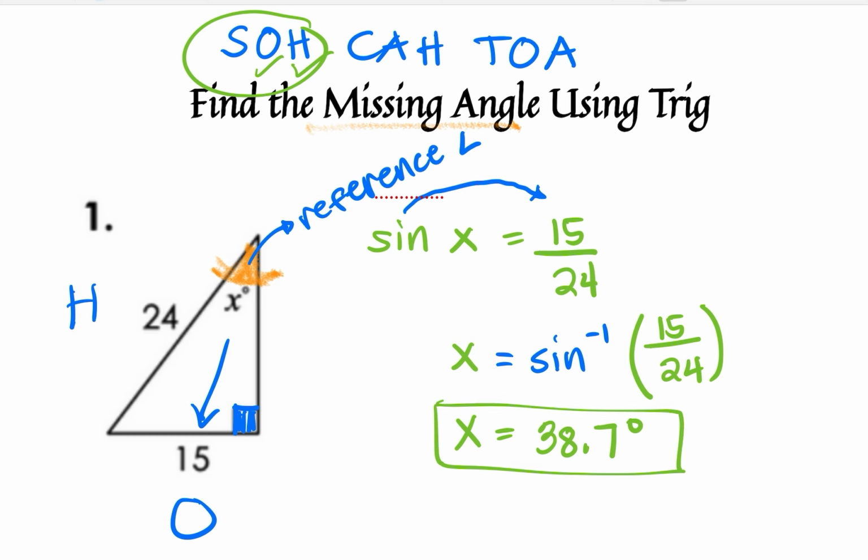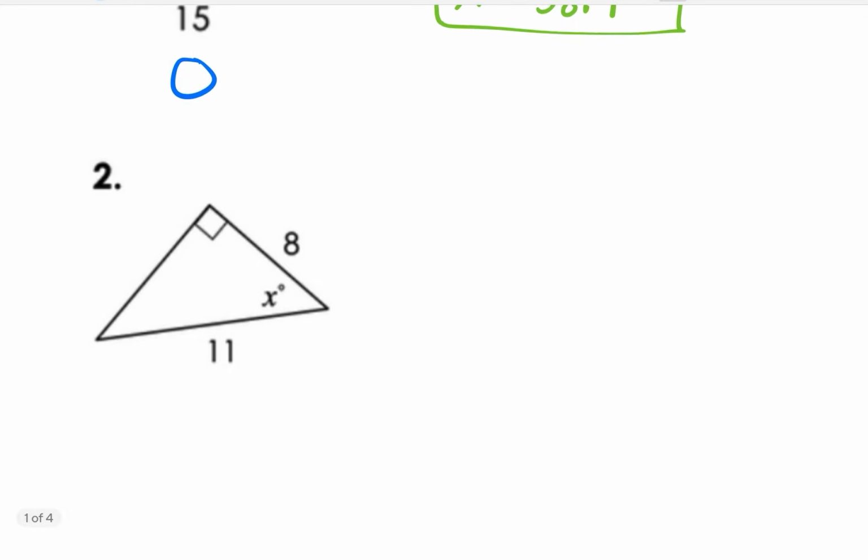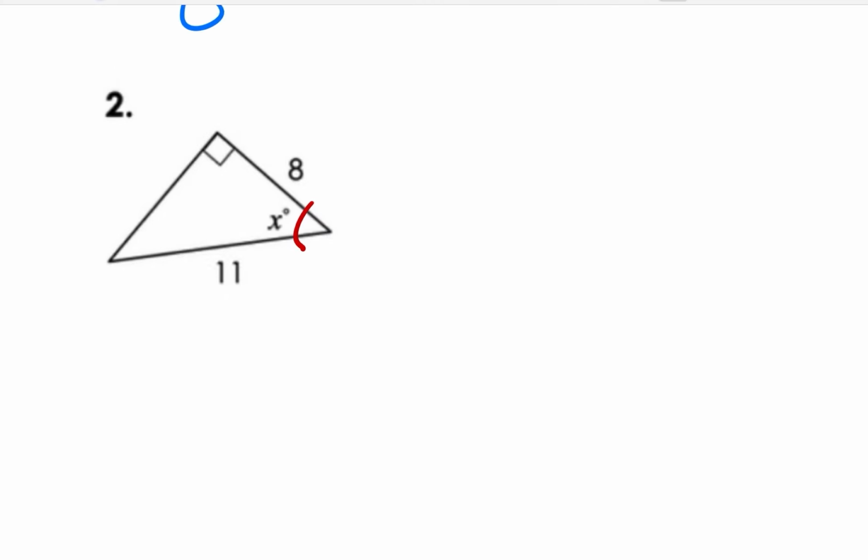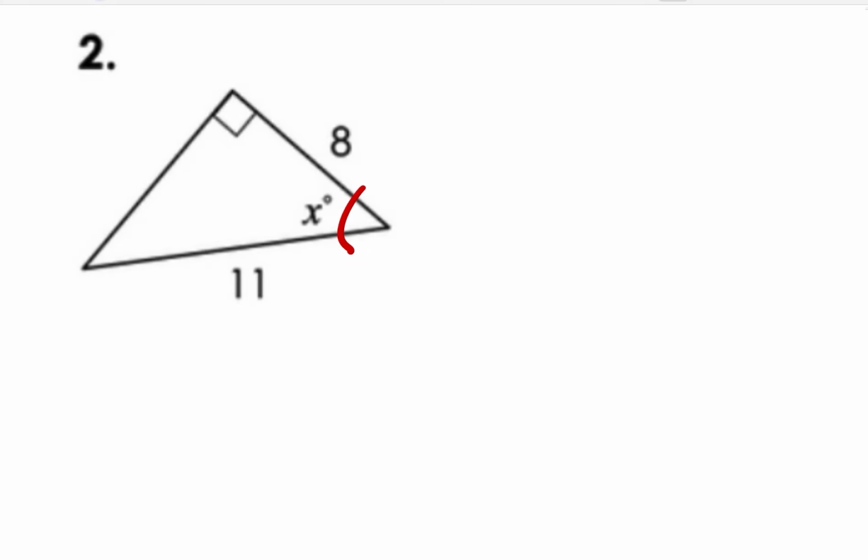Let's try another problem. Number 2. So we're given a missing angle. This side is opposite the right angle, and so we label this as H. And then this side touches the angle. This is our reference angle, so this side is referred to as adjacent.